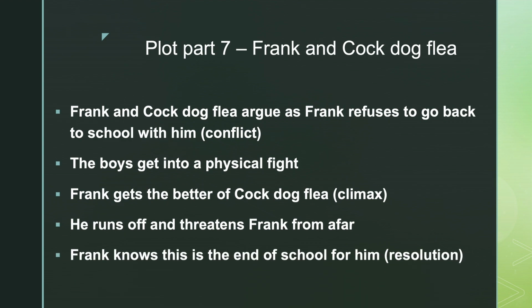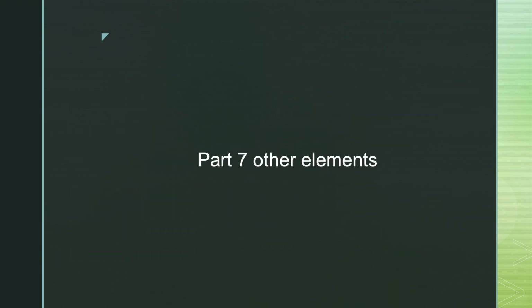Then the resolution is Cockdog Flea running off, threatening Frank from afar, but Frank knowing that there's no going back to school after this. How do you hit a teacher with stones? I think one hit her in the forehead, the other one hit her on the ankle. How do you hit a teacher with stones and expect to go back to school? So the resolution is, it's the end of school for him.